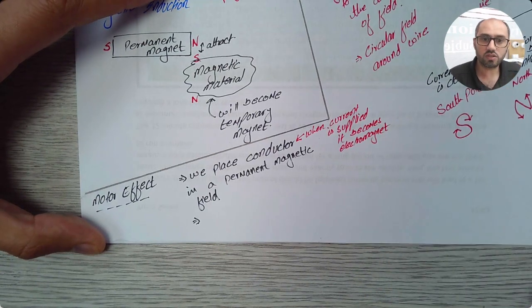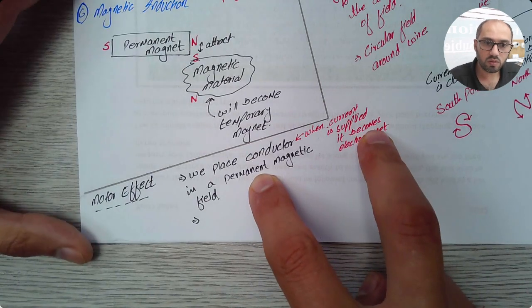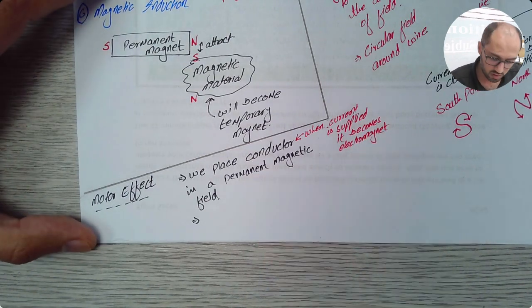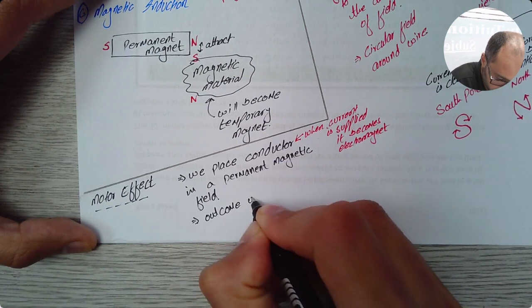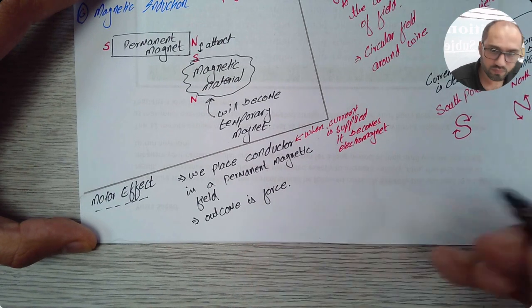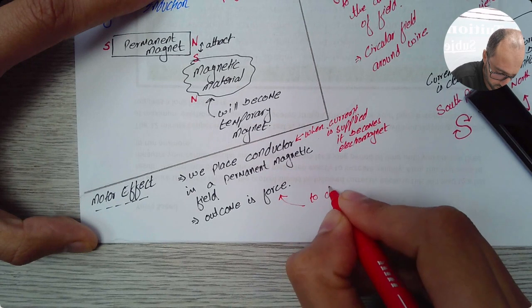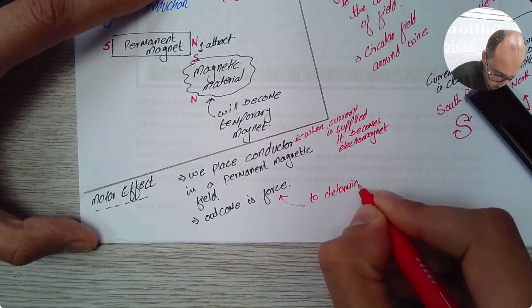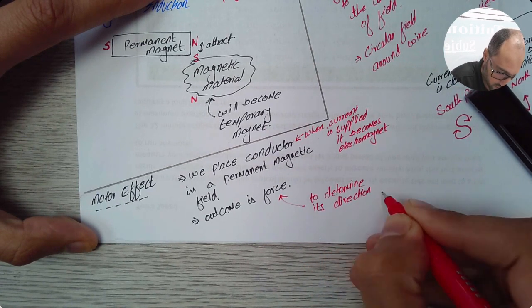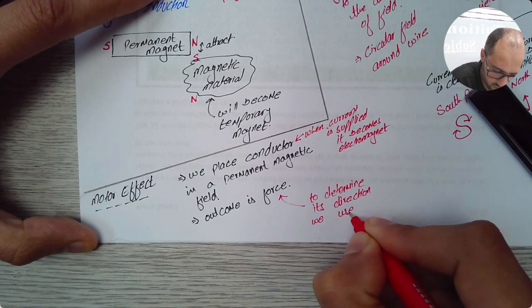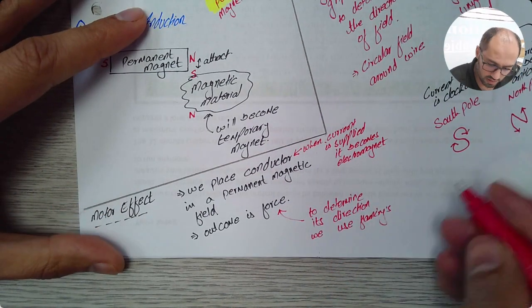So once it becomes an electromagnet and there's a permanent magnet, when two magnets are together, what will they do? They will start applying force on each other. So in this case, the outcome is force. To determine the direction of this force, we use Fleming's left-hand rule.